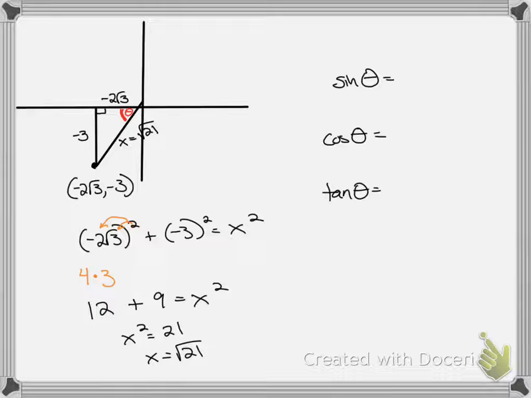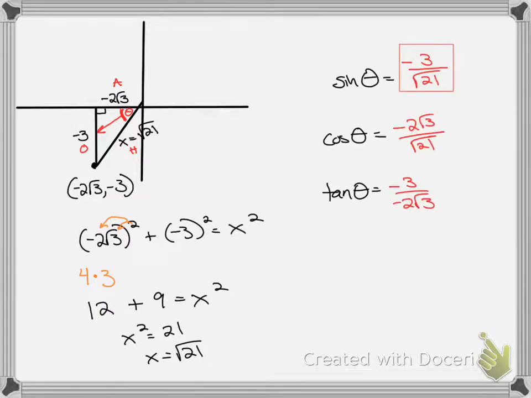Now see if you can do your SOHCAHTOA. I'll label the triangle with you if you'd like. Opposite, hypotenuse, adjacent. See if you can answer sine, cosine, tangent. Okay, notice I have a box around sine theta because that is the final answer, negative 3 over root 21. But cosine is not done yet.